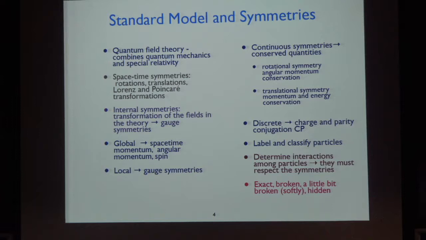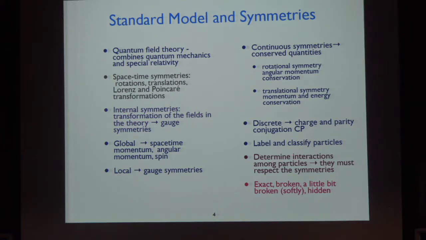We may have continuous symmetries that imply conserved quantities, like rotational symmetry and angular momentum conservation, or translation symmetry and momentum and energy conservation. We can have discrete symmetries, like charge symmetry, parity, and CP, the transformations of charge and parity. Parity is the reflection of x, or the coordinates going to the minus coordinate. And all these label and classify the particles.